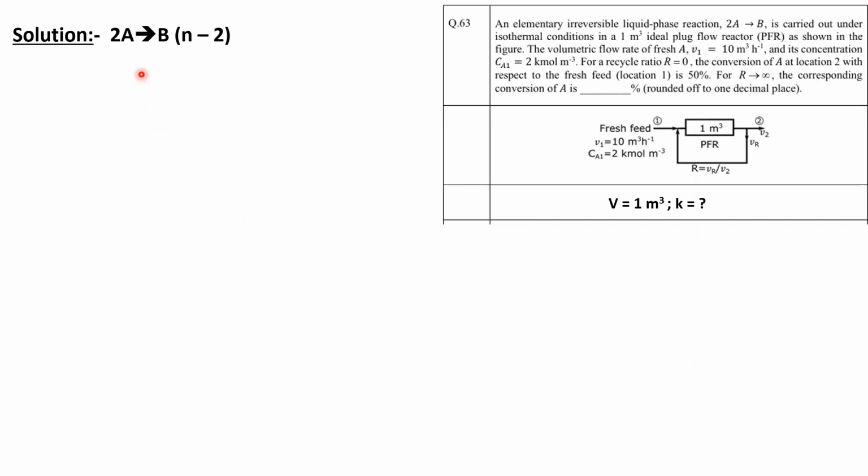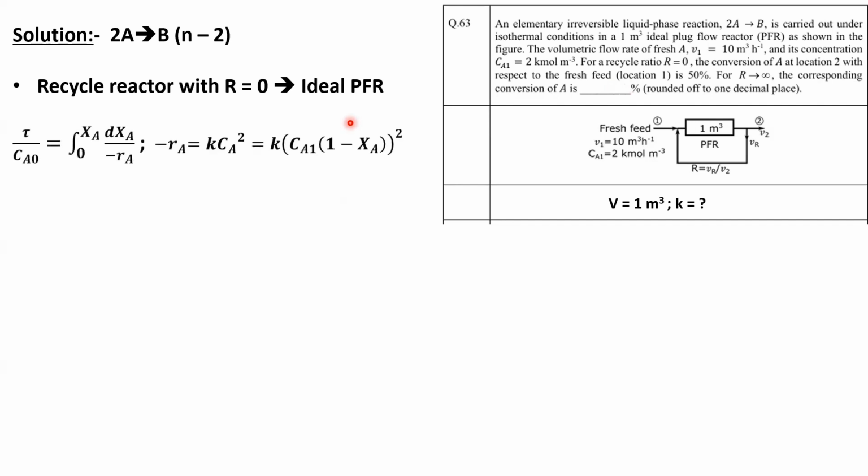So the reaction is 2A giving B and it is elementary. So hence the order will be 2. We know the volume of the PFR and the rate constant of this reaction is not given. So let's analyze the two cases that are given. And the first case is when R is equal to 0. So we know that when R is equal to 0, the recycle reactor behaves like an ideal PFR. So let's write the design equation for the ideal PFR.